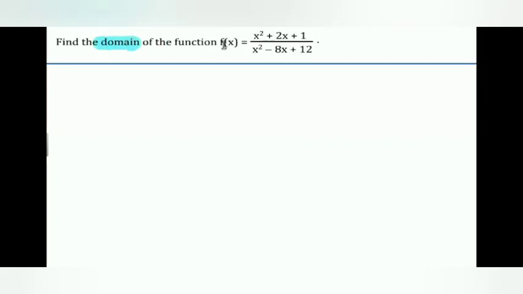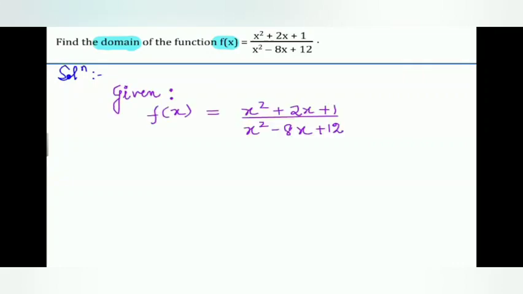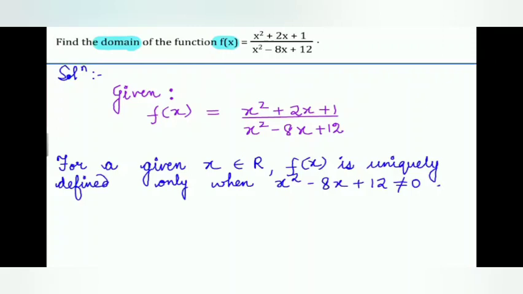Now this is a very good question. Find the domain of a function f of x is equal to x square plus 2x plus 1 divided by x square minus 8x plus 12. So now what is the domain? Domain that means जितनी भी पॉसिबल वैल्यू आप x की जगह पे पुट कर सकते हो माइनस इन्फाइनाइट से इन्फाइनाइट के बीच में पॉसिबल वैल्यूज़ उसका सेट.